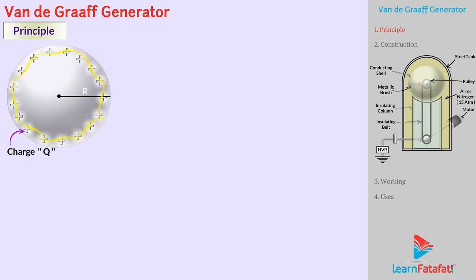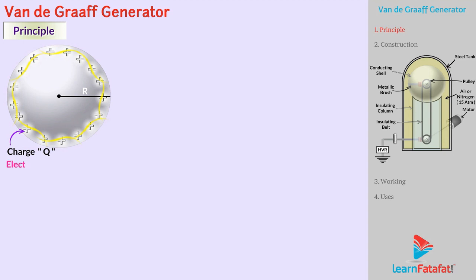This principle can be explained as follows. Suppose we have a large spherical conducting shell of radius capital R. The charge on this shell is, say, capital Q. We have already learned that charge always resides on the outer surface of the conductor. Therefore, Q is uniformly distributed on the outer surface of the large sphere.